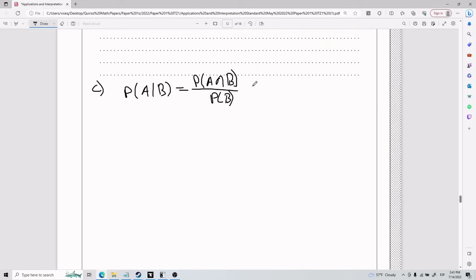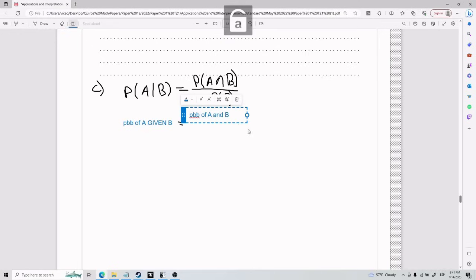Now, what does this mean in words? P of A line B is the probability of A given B. Probability of A given B equals the probability of A and B. That symbol here is for "and." A way that I like to memorize it is that this N looks a little bit like that, so N and N is "and." This dash here is for given. It is divided by the probability of B.